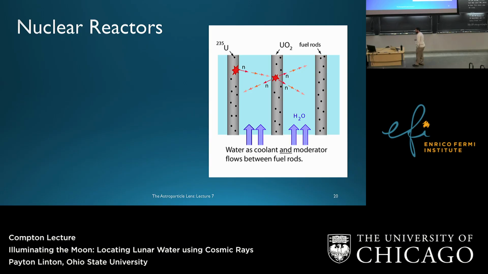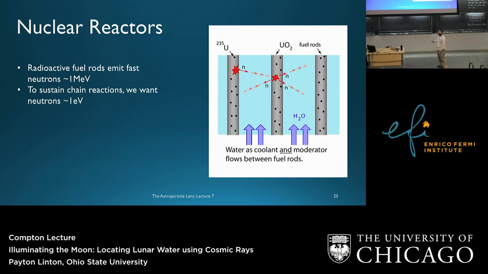This is the same idea used for water in nuclear reactors, right? Water is not just used as a coolant for nuclear reactors, because these fuel rods are emitting high-energy neutrons at the level of 1 mega electron volt. But the most efficient energy for these neutrons to sustain the chain reaction, because we need these neutrons to hit neighboring fuel rods to keep the chain reaction going, is 1 electron volt of energy. So we need some way to get neutrons to lose a factor of 1,000,000 of their energy before they hit the neighboring fuel rod.